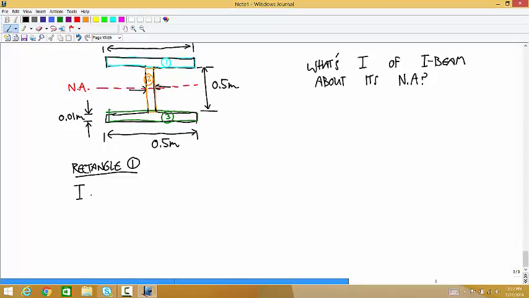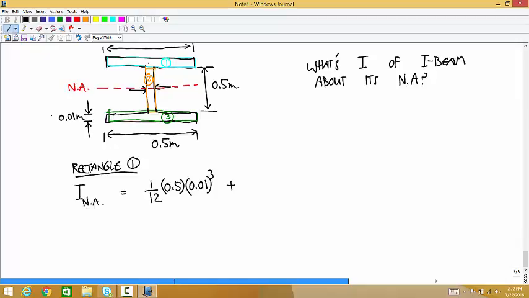So the moment of inertia about the neutral axis is equal to 1/12 times the width. What's the width? 0.5 times the height cubed. What's that? Yep, 0.01 cubed. And then we're going to use the parallel axis theorem.